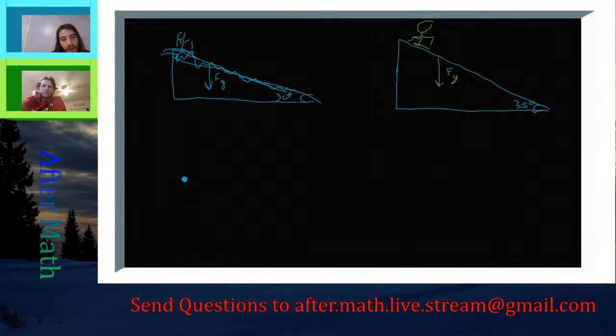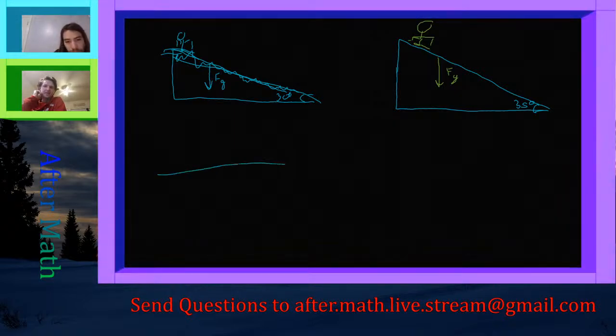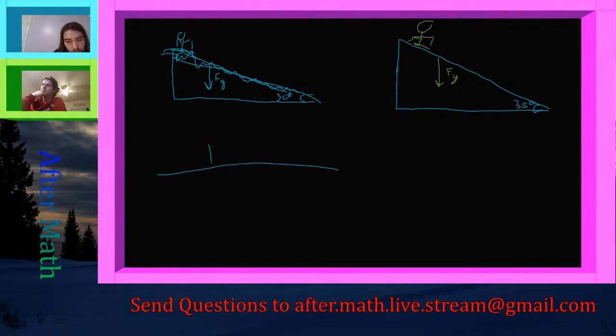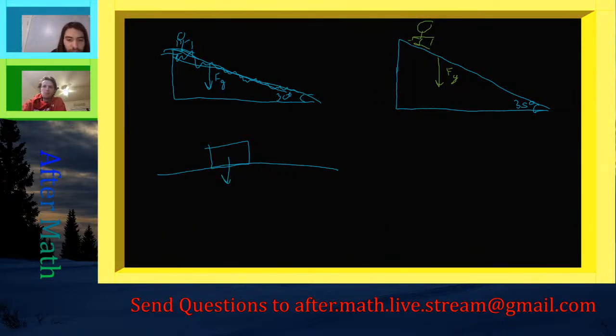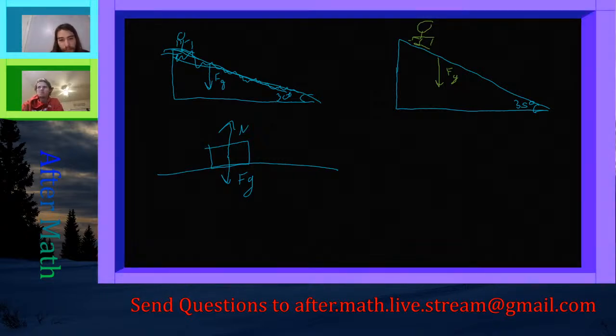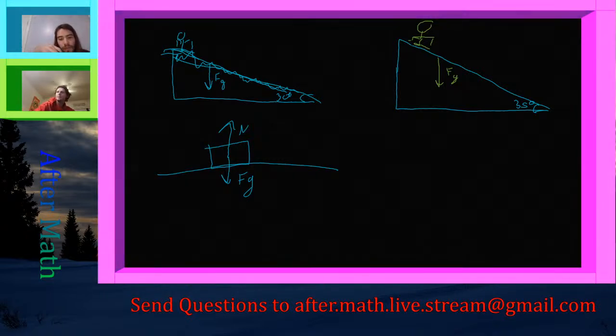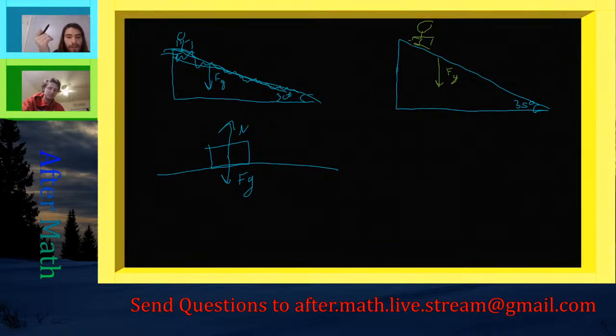But when you're on flat ground, this force of gravity is coming straight down like this, and then you have a force going straight up like this, which is the normal force. So that's the total amount of force. It's being pushed back up. It's keeping it from falling, all right?